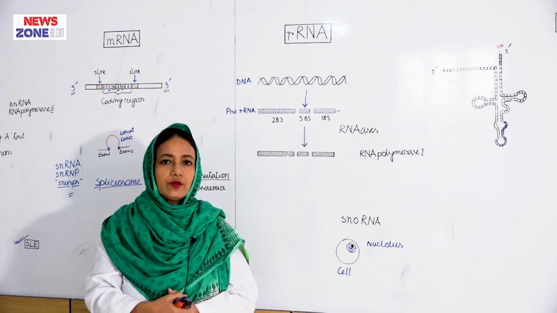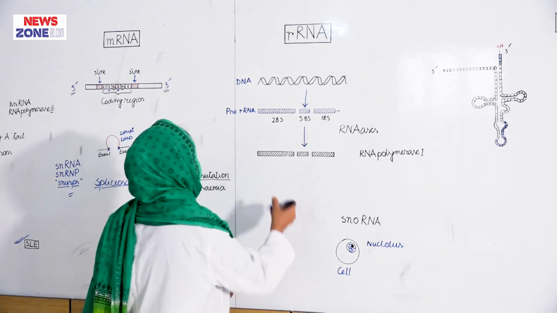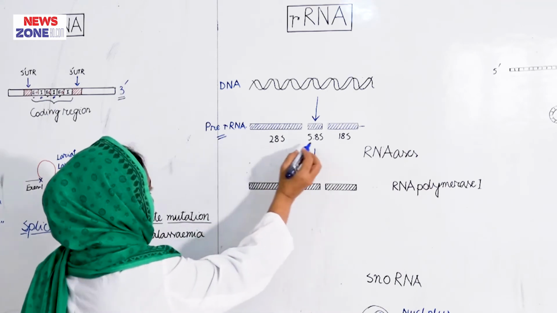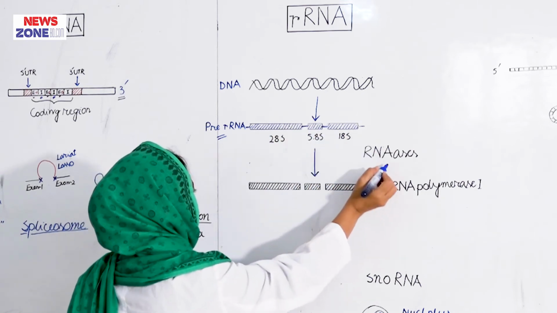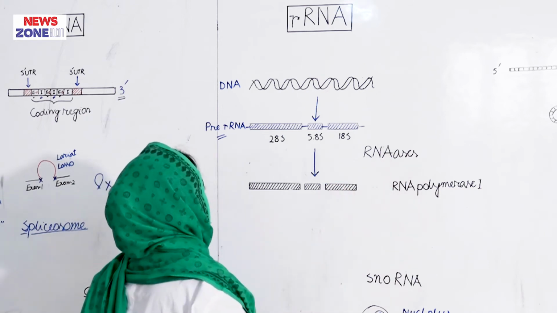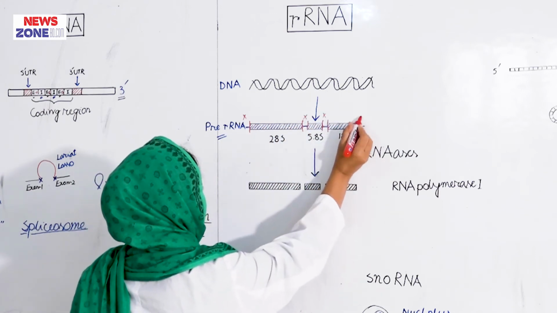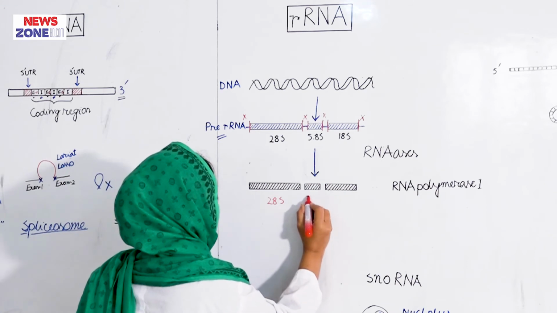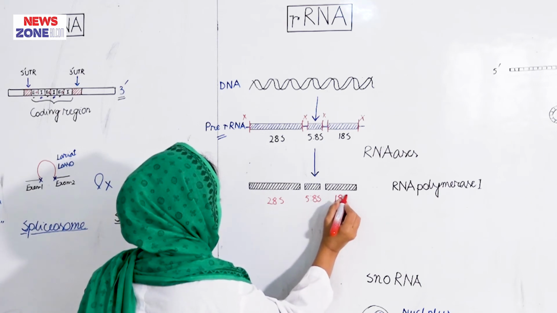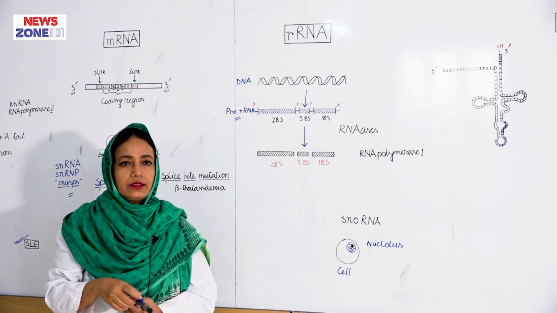The primary transcript of ribosomal RNA is synthesized as a long precursor RNA molecule, known as pre-ribosomal RNA. It is cleaved by ribonucleases. Cleavage occurs here and also there. And ultimately, it takes a look like this: 28S, 5.8S, and 18S ribosomal RNA. Ultimately, it forms an intermediate sized desired RNA species, and it is further processed.